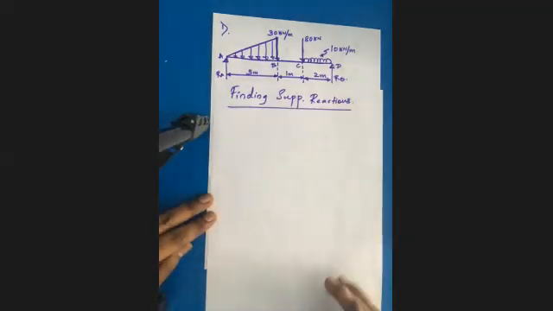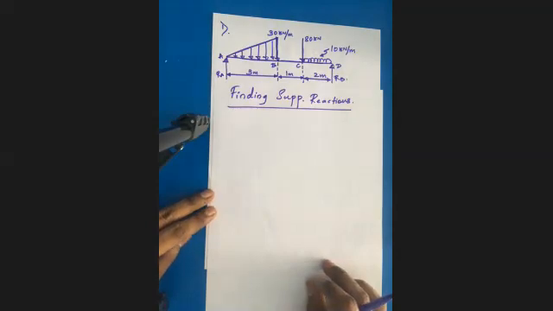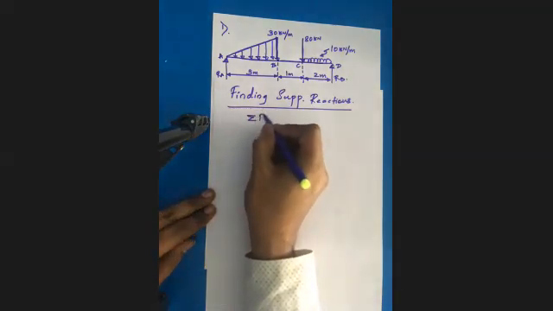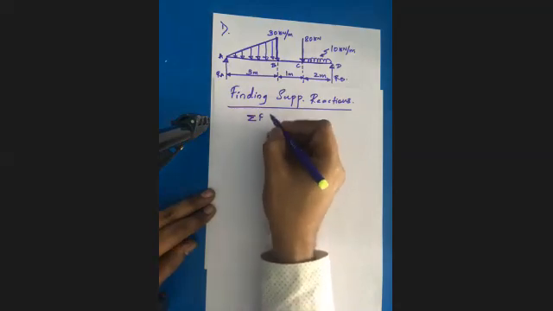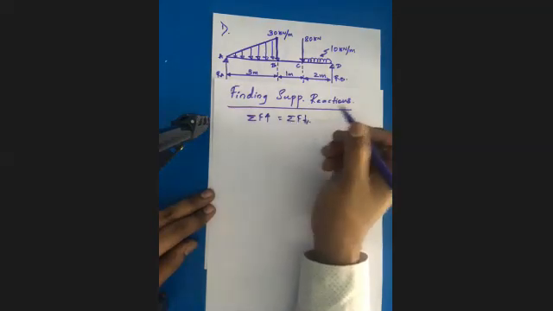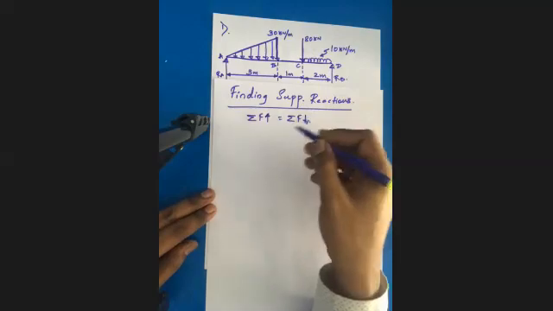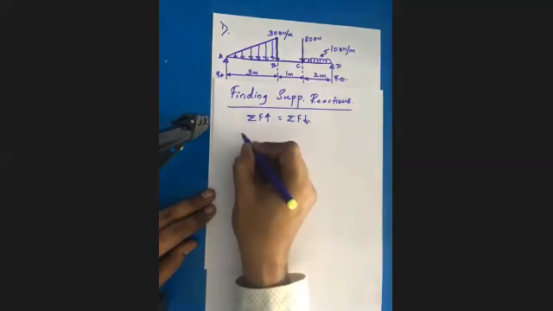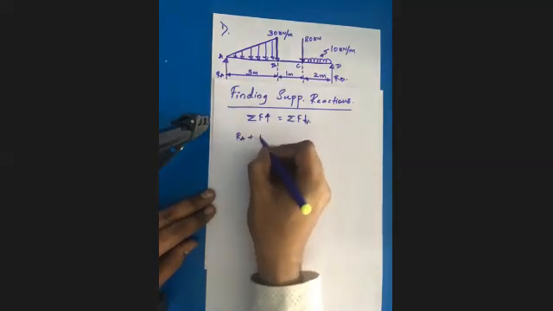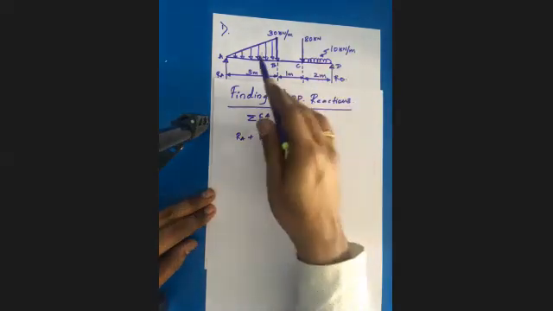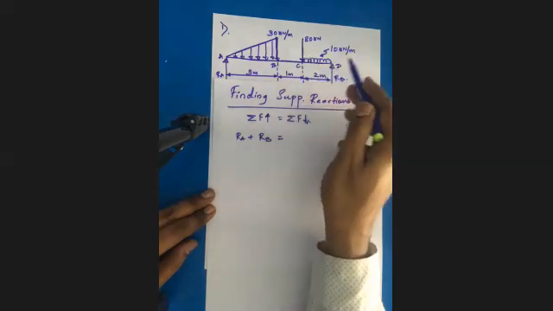So first, what we will do here is we will consider the equilibrium of forces, that is summation of forces acting upwards is equal to summation of forces acting downwards. Now, what are all the forces that are acting upwards here? Upward, there are two forces. One is RA and one is RB. So I'll write RA plus R suffix B is equal to, what are the forces that are acting downwards? There's one UVL, there's one point load, and there's one UDL.